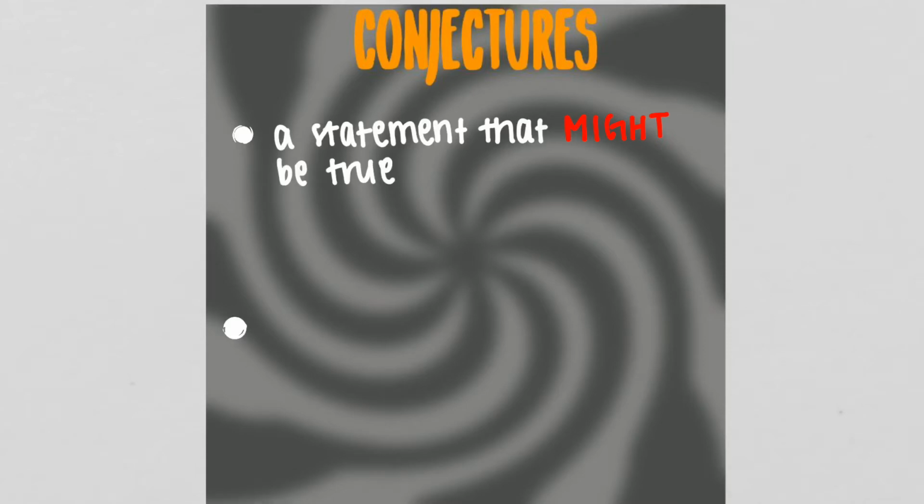And first off, a conjecture is a statement that might be true. We don't know 100% if it's true, but there's a possibility of it being true. And if you're having trouble thinking of what a conjecture is, think of it along the lines of an educated guess.